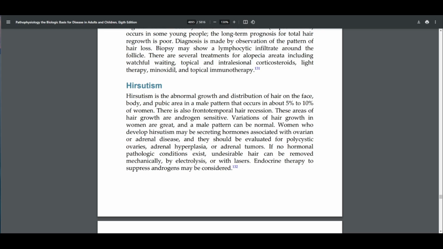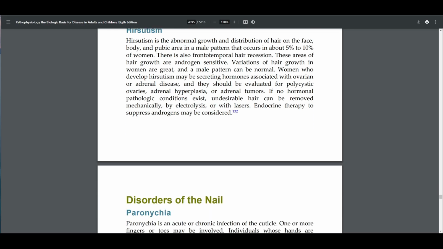Hirsutism. Hirsutism is the abnormal growth and distribution of hair on the face, body, and pubic area in male patterns that occur in about 5 to 10% of women. There is also frontotemporal hair recession. These areas of hair growth are androgen sensitive. Variation of hair growth in women are great, and male pattern can be normal.